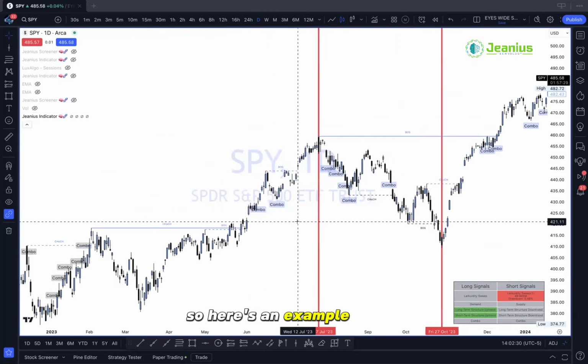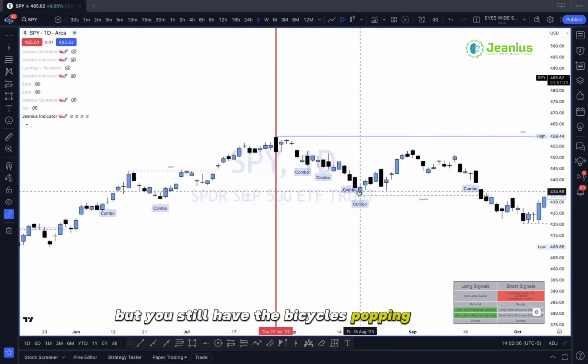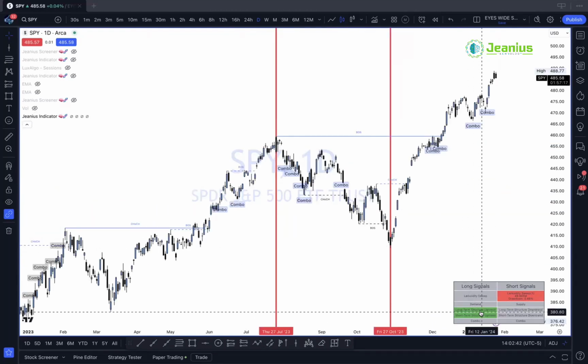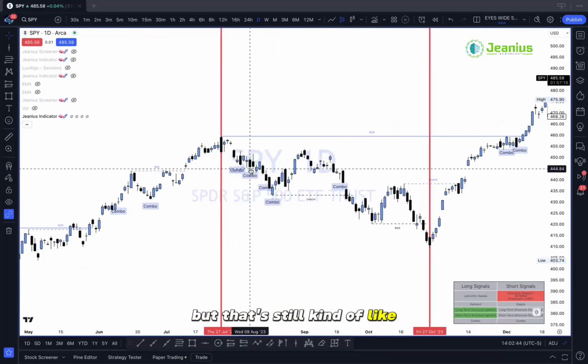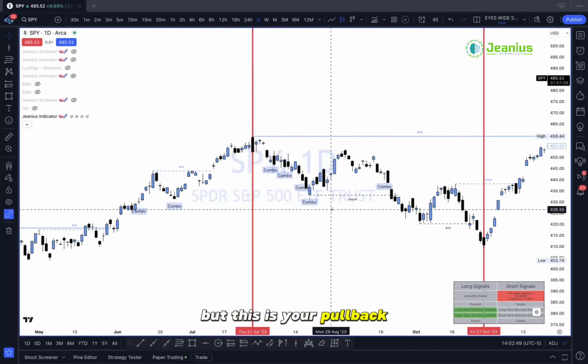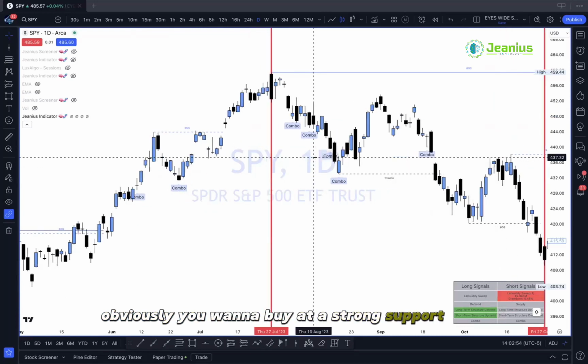So here's an example where this is a downtrend, but you still have the buy signals popping up here only because of the confluences that I have here. But that's still kind of confusing, because it's still in the uptrend, but this is your pullback. So at a pullback, obviously you would want to buy at a strong support level.